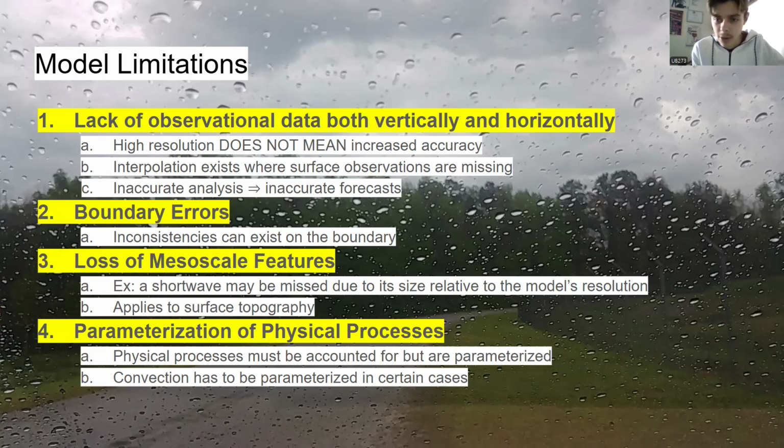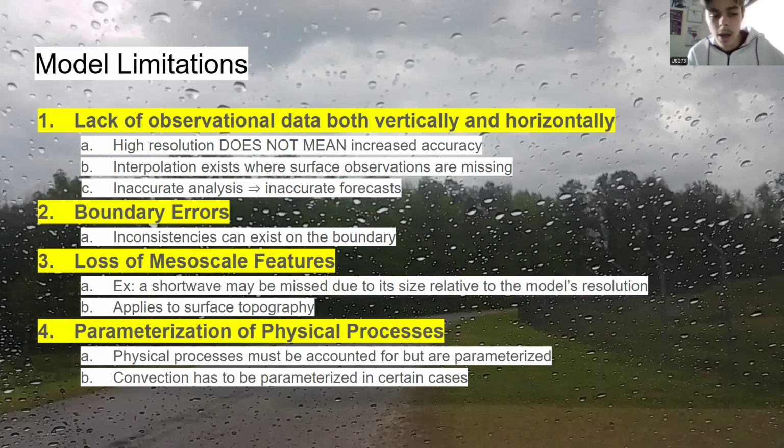We already talked about this in the last video a little bit, but we also have boundary errors that exist. And this is just basically inconsistencies that exist on the boundary of our domain. We can have the loss of mesoscale features. For example, a short wave may be missed due to its size relative to the model's resolution, but that short wave may still be very relevant for the conditions that we're going to have. This also applies to surface topography because subtleties in the topography may be missed.